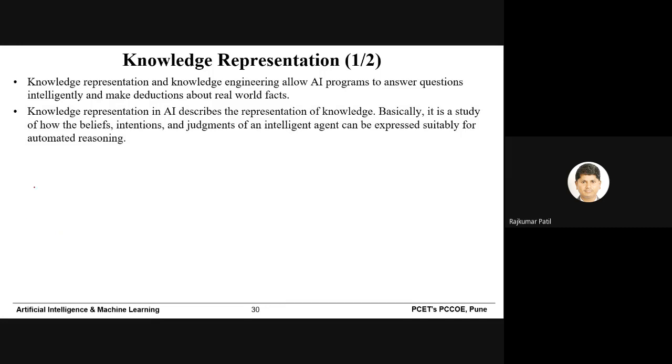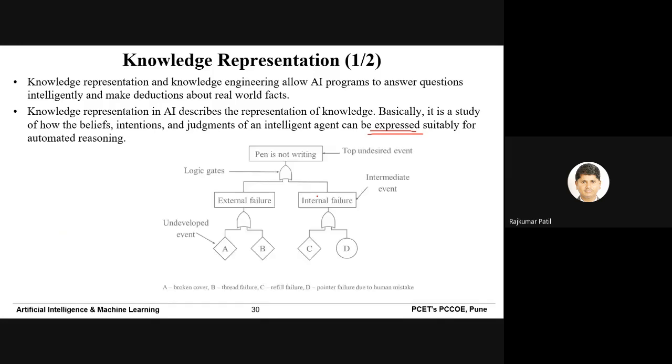So knowledge representation in AI describes the representation of knowledge. Basically, it is a study on how the beliefs, intentions, and judgments of an intelligent agent can be expressed. This expression is very important, suitable for automated reasoning. For example, if somebody told you to find out the reasons why a pen is not writing or has failed, then you can write the same answer in a different way. So somebody can present it in this way.